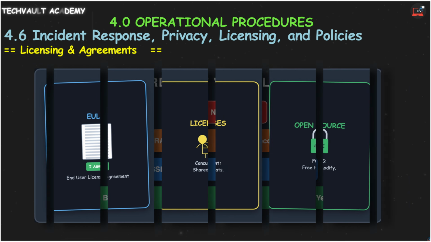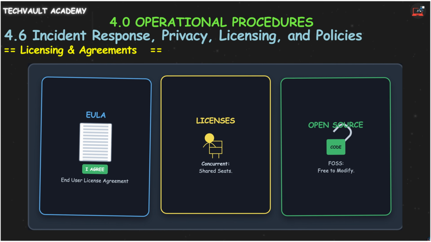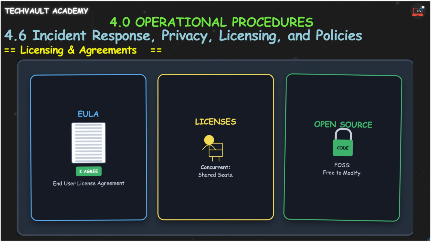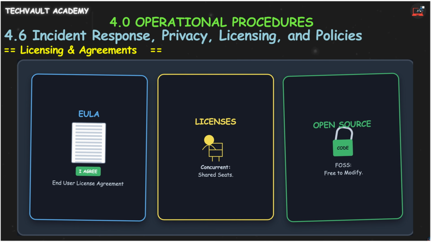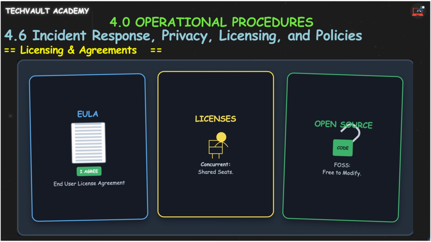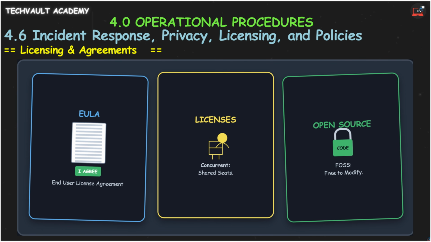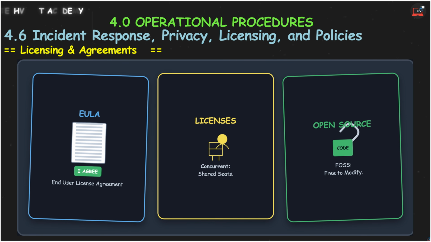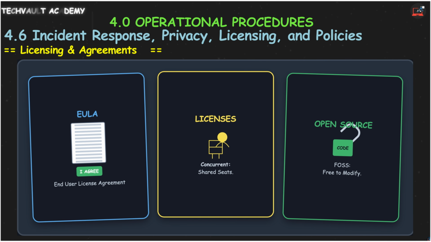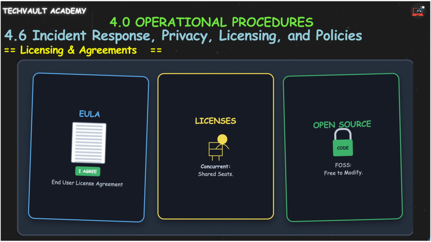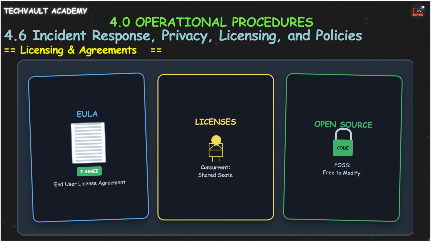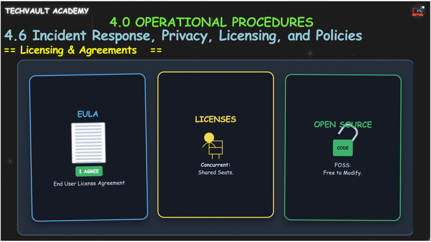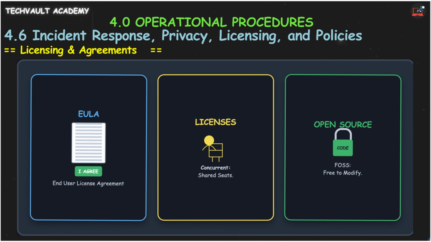Next, let's cover licensing. The EULA, or End User License Agreement, is that long contract you click I agree to. It dictates how you can use the software. In business, we use different license types. A per-seat license is for one specific person. A concurrent license allows a set number of people to use the software at the same time. And open source software, or FOSS, gives you the source code to modify, unlike closed source software.